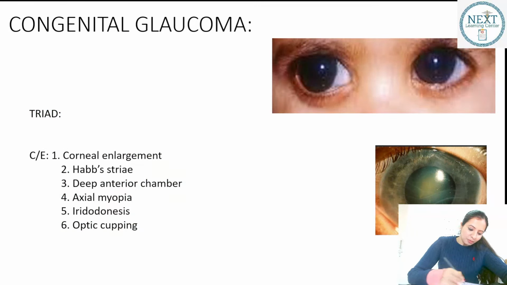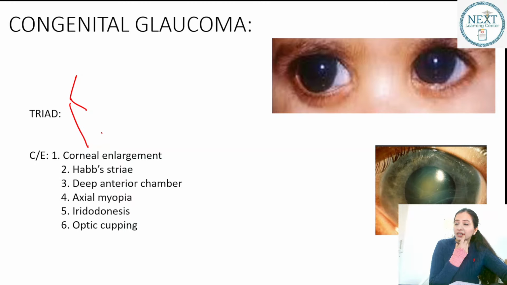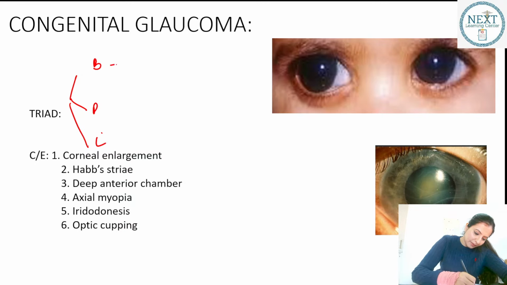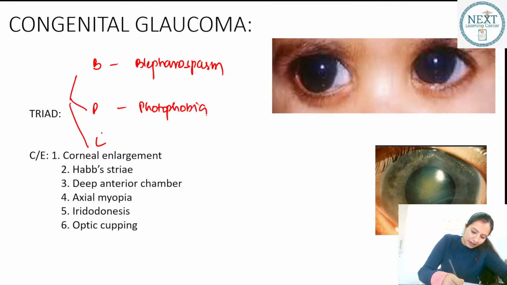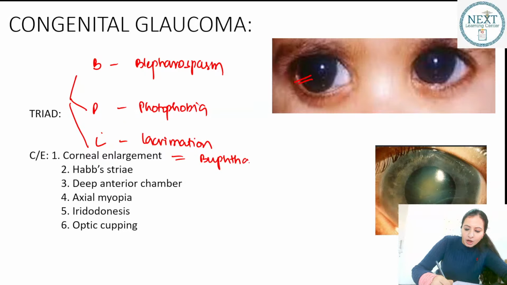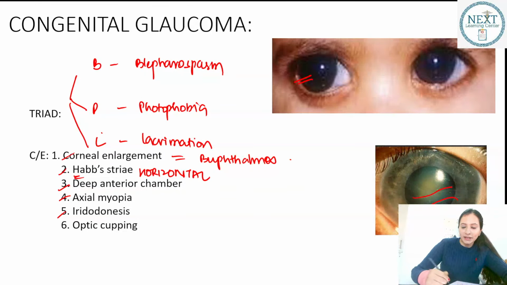Then congenital glaucoma. If we talk about the triad, patients of congenital glaucoma have blepharospasm, photophobia, and lacrimation. On clinical examination, there will be corneal enlargement like this, which you call buphthalmos. There will be horizontal breaks in Descemet's membrane, which you call Haab's striae. There will be deep anterior chamber, axial myopia, iridodonesis, and optic cupping. So this optic cupping is reversible up to 2 years of age.